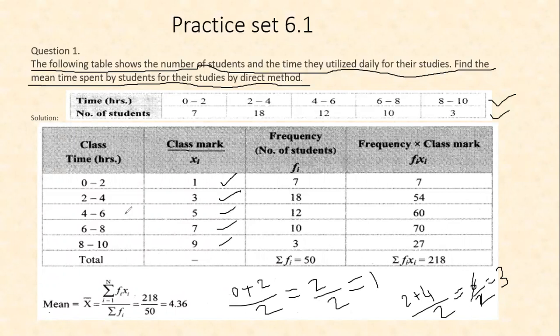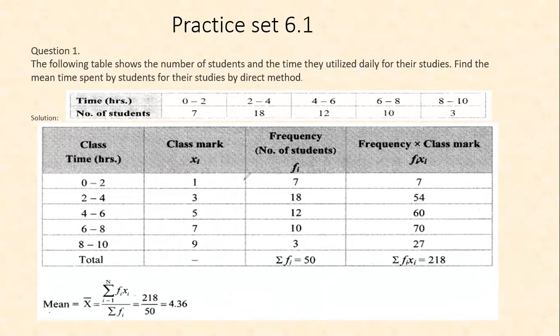Then the number of students is given there, so that is your frequency: 7, 18, 12, 10 and 3. Then frequency is multiplied with the class mark, that is xi fi. So 1 multiplied with 7, you get 7. 3 multiplied with 18, 54. 5 multiplied with 12, you get 60. 7 multiplied with 10, 70. Then 9 multiplied with 3, you get 27.